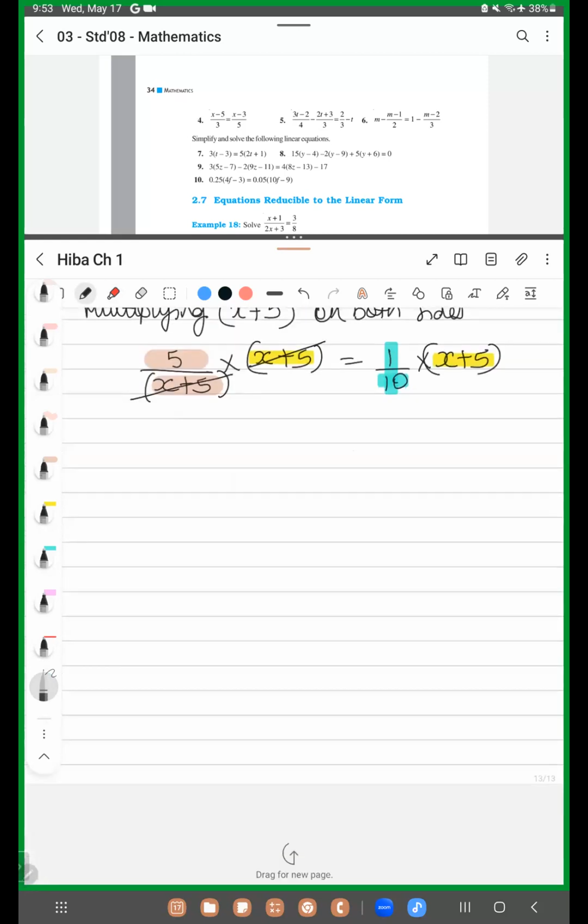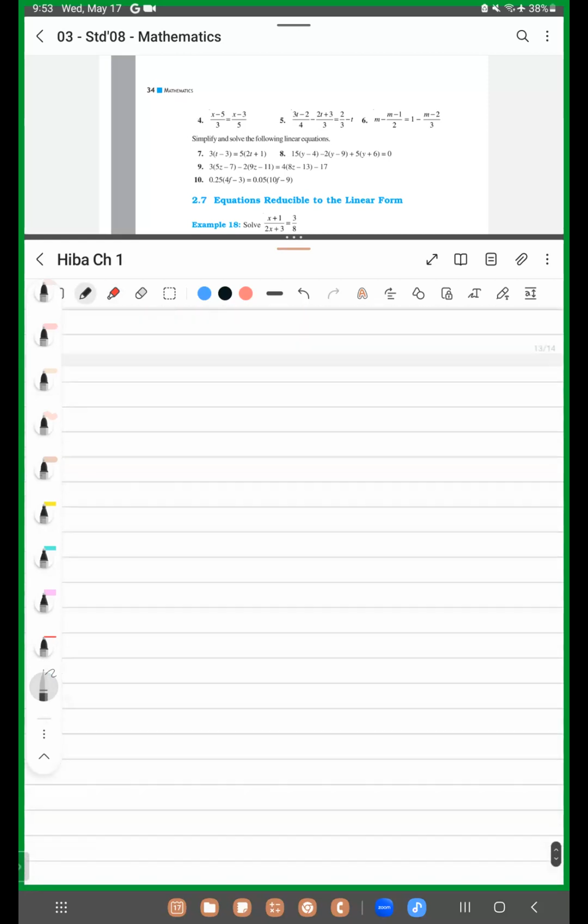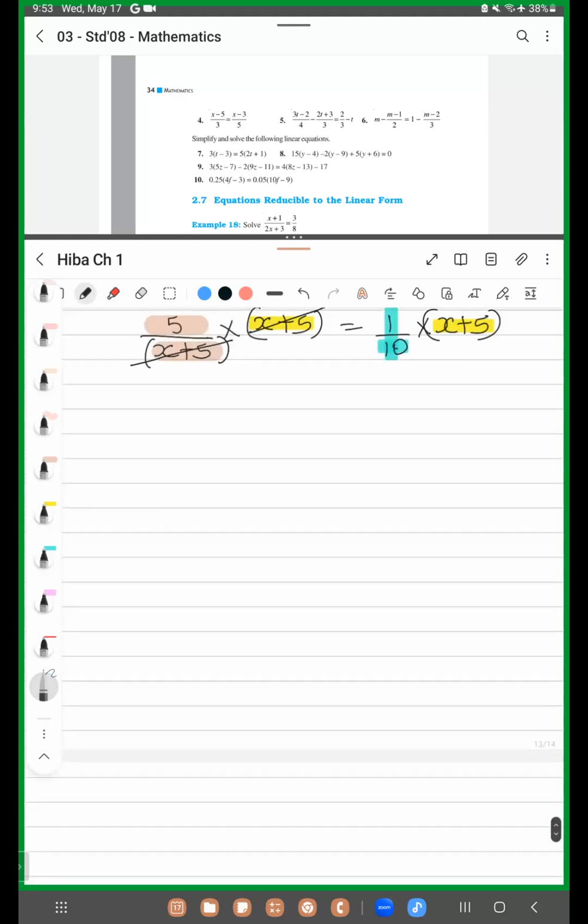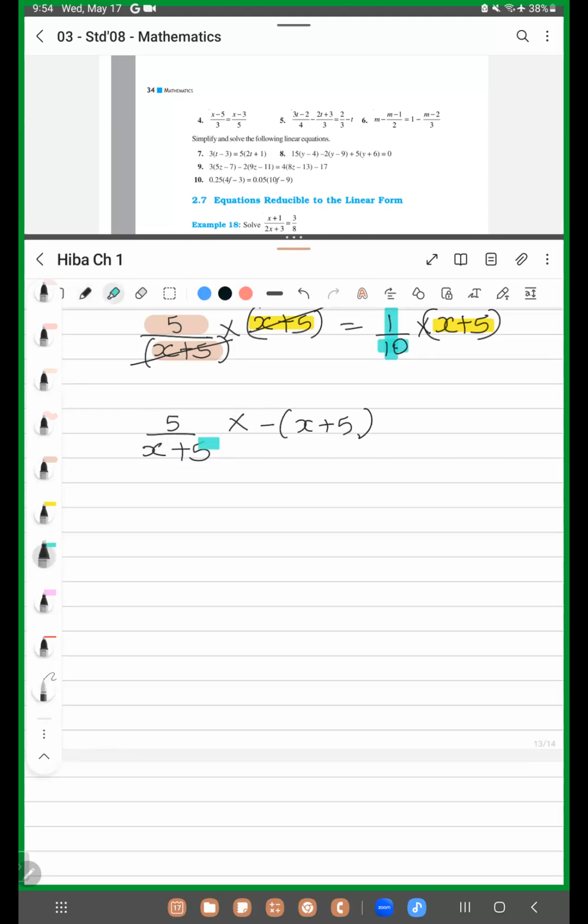You are asking whether we can cancel it if it is minus. If it is 5 by x plus 5 multiplied by minus of x plus 5, that is, it is being multiplied, this is multiplication. Being multiplied with negative x plus 5, this and this will get cancelled with -1. Basically this will become -1, so this will become -5.